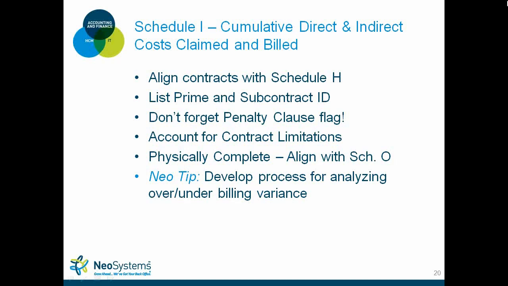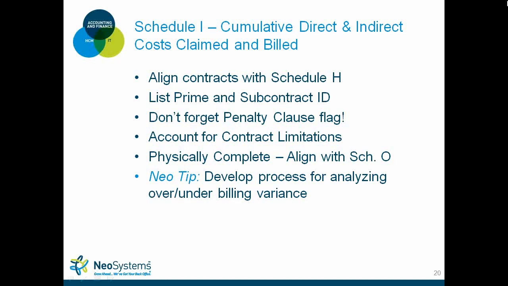Contract limitations. This is a field within Schedule I that we find is not really used as much as it should be used. This is where you can list any contract ceilings or adjustments and things of that nature. Use this column, use this field for those types of things. Physically complete, again, similar to the penalty clause. Make sure it's aligned with Schedule O for the ready-to-close contracts. If you have 10 in Schedule I, there better be 10 in Schedule O. If there aren't 10 in Schedule O, then there has to be a reason for that. So make sure that you're really doing that type of validation and analysis.